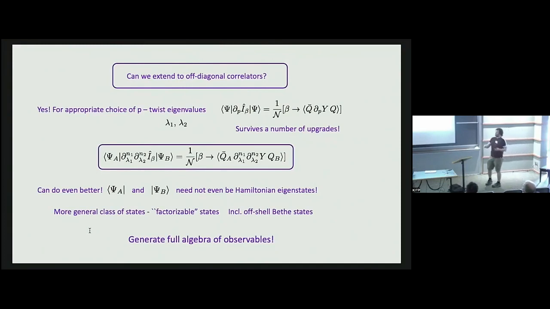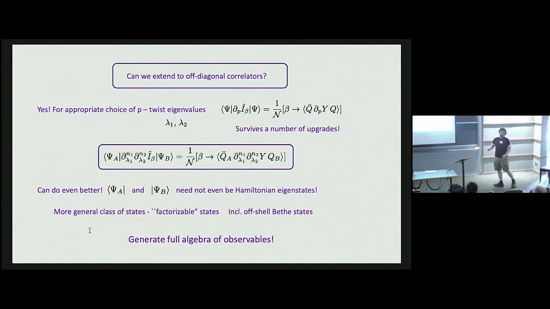Furthermore, you have a single derivative of an integral of motion. You can try to upgrade to more derivatives acting on the integral of motion. This also fails. Okay? So it seems like this is the end of the road, but actually, in the spin chain setup, if you choose the parameter p very appropriately, all of this can be extended in a number of different ways. So if I choose p to be the twist eigenvalues, say lambda 1 or lambda 2, then this expression, which was true here from the previous slide, survives a number of very important upgrades.